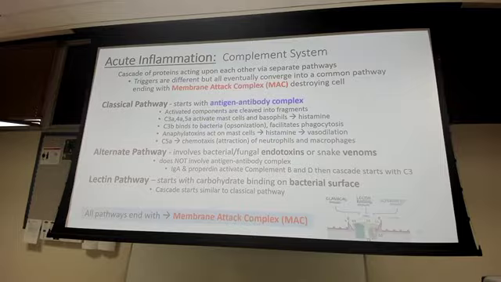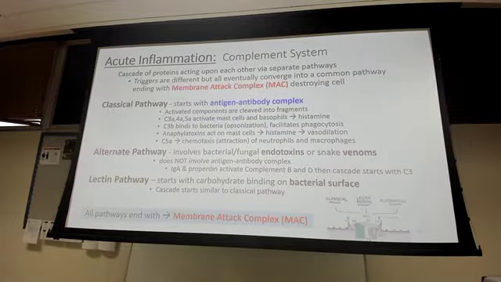So the complement system has three pathways, right? We have the classic pathway, the alternate pathway, and the lectin pathway. There are a lot of steps here, right? If you look at the classic pathway, you have C3a, C4a, C5a, and C3b. If you look at the alternate pathway, you have endotoxins and venoms, and in the lectin pathway, you have carbohydrates, and they activate by binding to bacterial surfaces. I don't care about any of that. I don't care if you know all the steps in the complement pathway.